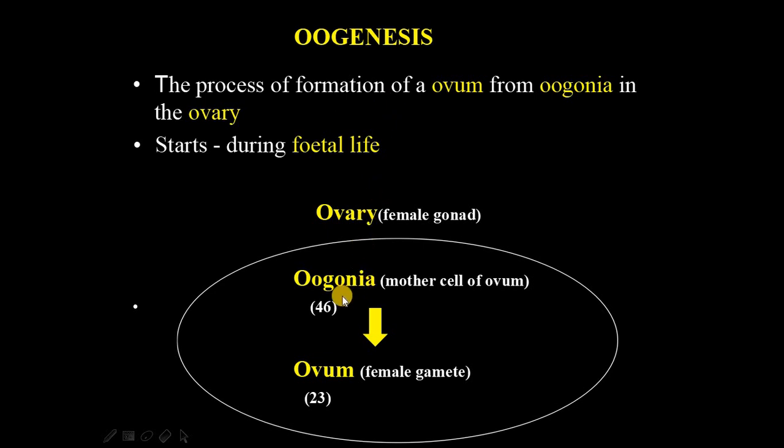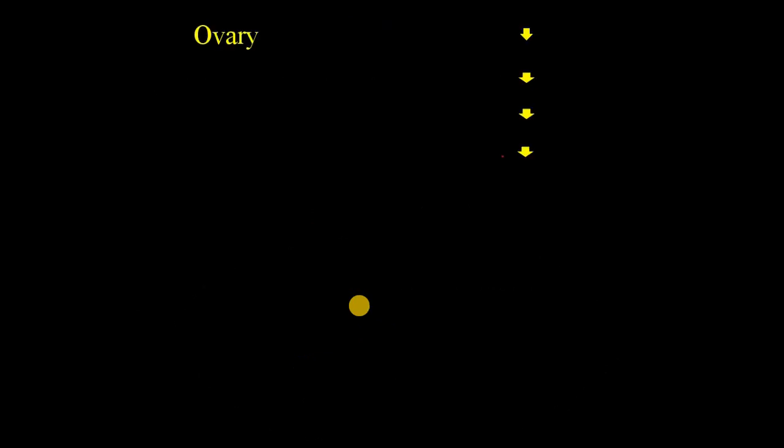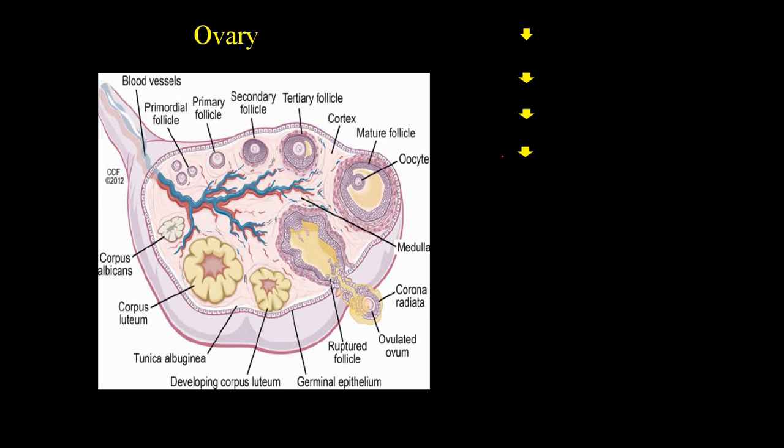Oogonia is diploid in number and ovum is haploid in number. Remember, all the cells of our body are diploid in number except for the gametes. Oogenesis starts during the fetal life. Before moving on to oogenesis, we will study the structure of ovary. And all the terms that are highlighted or presented in the slide are important to study the process of oogenesis.